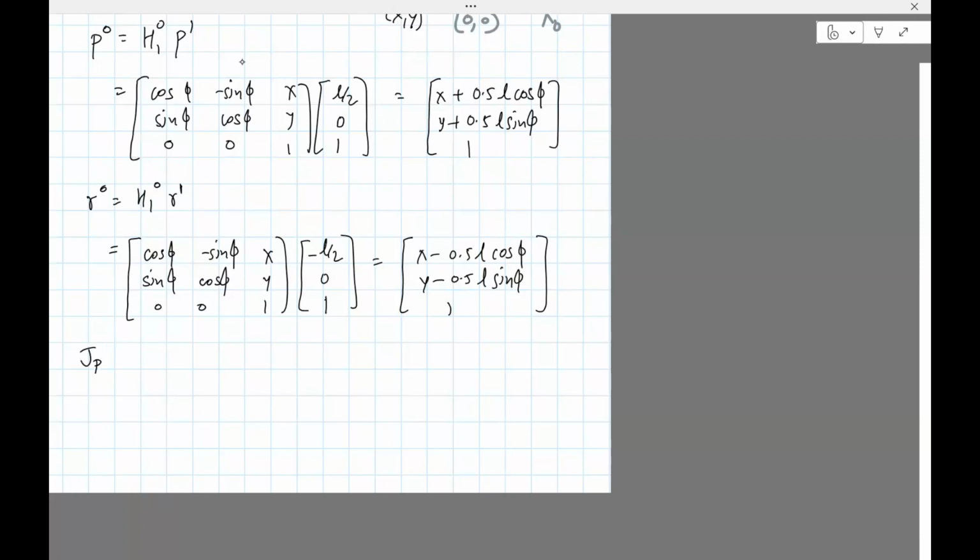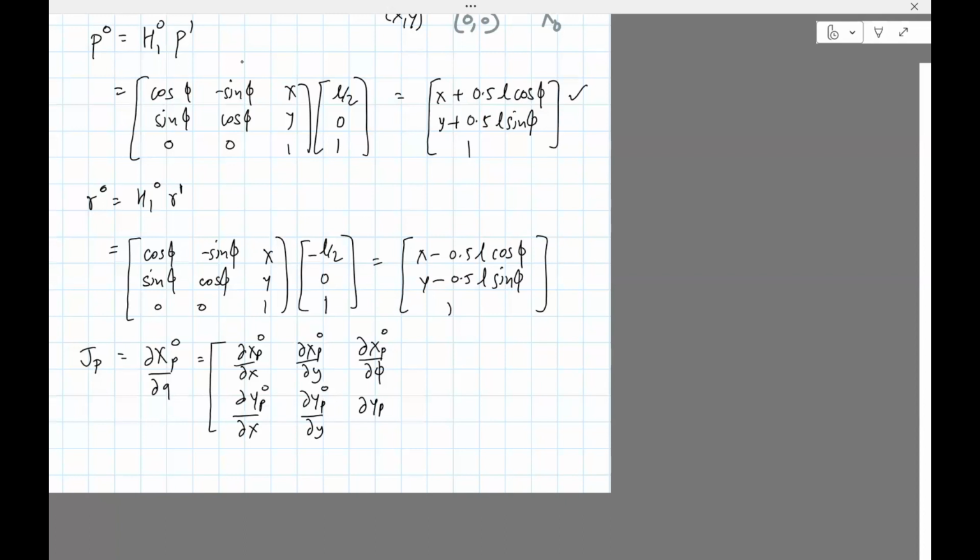So Jp is dx p0 dq. It's taking these terms: d dx xp0, dy, d phi, and then repeating this for y, x dy p0 dy phi. Okay, we can do this quite easily.